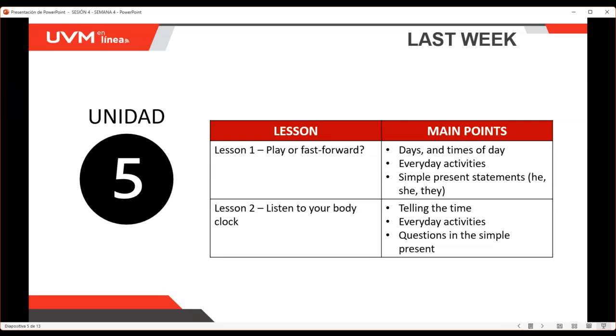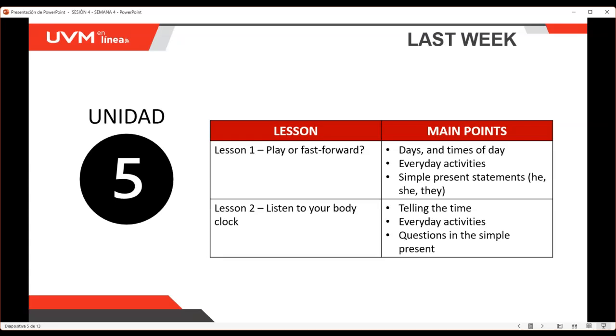But in this case, you saw how to conjugate a verb in the simple present tense for the pronouns he, she, and they. I remember that you didn't see how to conjugate the verb for it, but I think that you already know that. We're gonna try to remember those little characteristics in the exercise we're gonna do today.